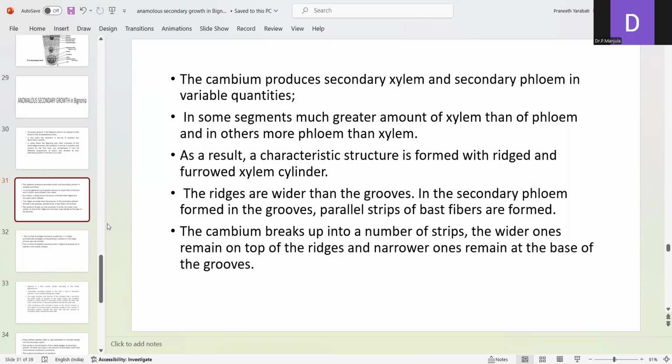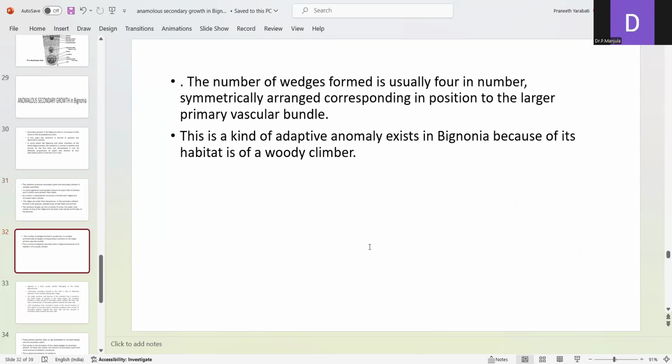Due to these forces, the cambium also breaks into a different number of strips. The wider ones remain on the top of the ridge and the narrower ones remain at the base of the groove. The number of wedges formed is usually 4 and they are symmetrically arranged, corresponding in position to the larger primary vascular bundles.